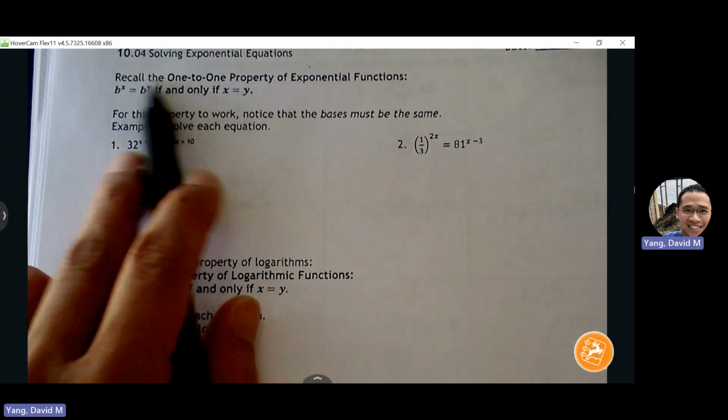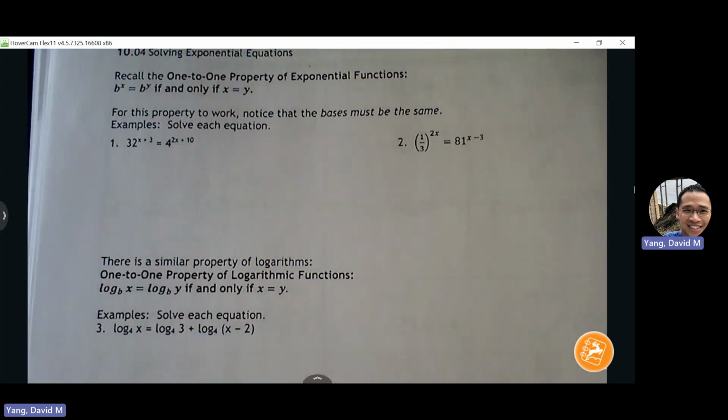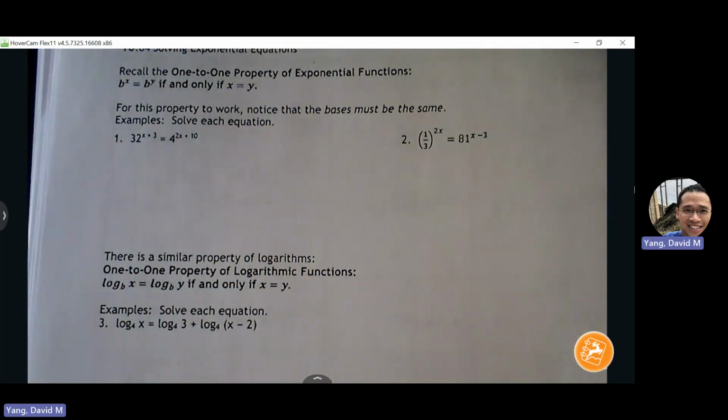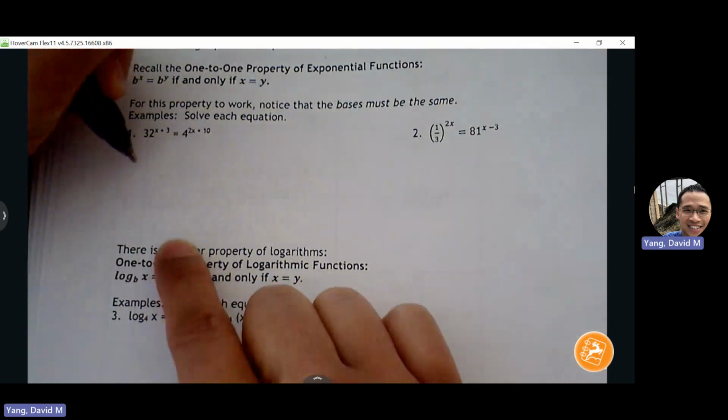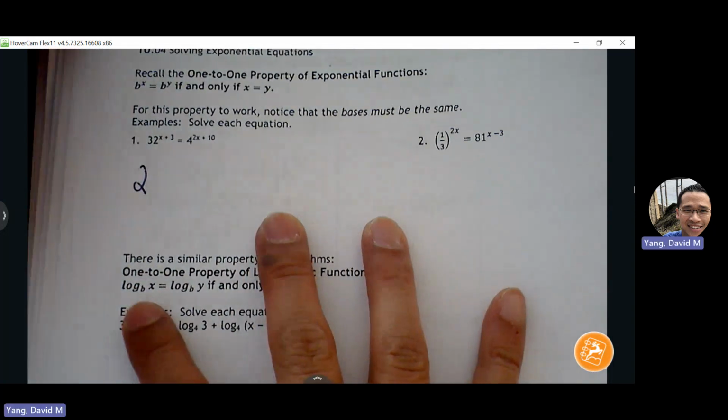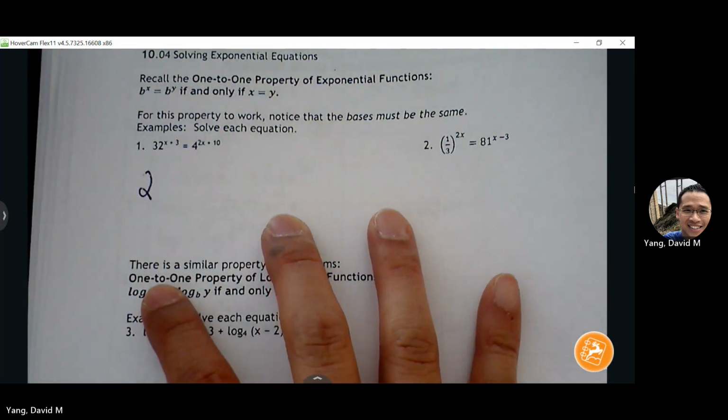If the bases are the same, then we can just remove the bases and just set the exponents equal. So for instance, if I have 32 to the x plus 3 is equal to 4 to the 2x plus 10. The idea is I would like to set the exponents equal, but my bases are not matching. So what's the common base that both 32 and 4 can share? 2, right? And 32 is 2 to the what? 2 to what power is 32? 2 to the fifth, okay?